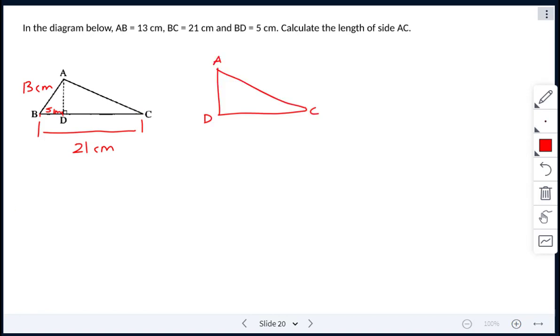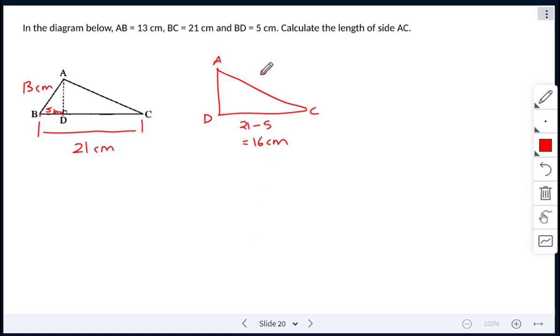Okay, so in this example, we've just finished labeling all the different sides of the triangle. So A to B is 13, B to C is 21, and then B to D was 5 centimeters. And then we need to figure out the length of A to C. So I've just redrawn this triangle here so that we can solve for AC. Because we can take 21 centimeters and subtract the 5 centimeters, we would get the length of D to C. All right, so I'm just going to show that I did 21 minus 5, which is equal to 16 centimeters. All right, so D to C is 16 centimeters.